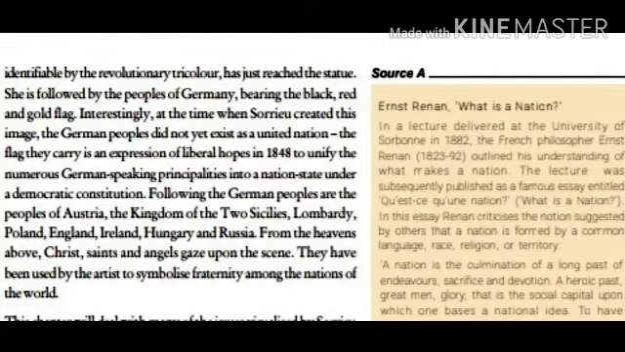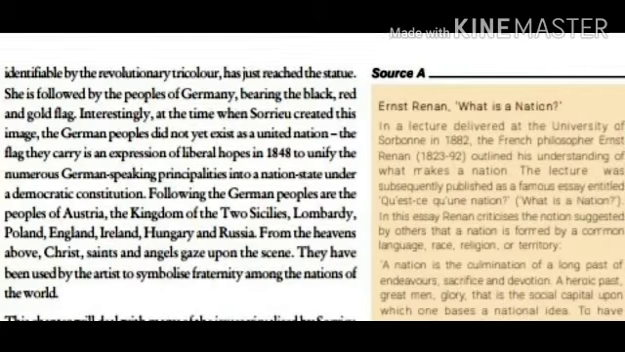France, identified by the revolutionary tricolor, has just reached the statue. She is followed by the people of Germany bearing the black, red, and gold flag. Here we shall bear in mind that Germany did not yet exist as a united nation or state, but was divided into numerous regions. So the people who carry the flag had hopes to make Germany a unified nation state under a democratic constitution.